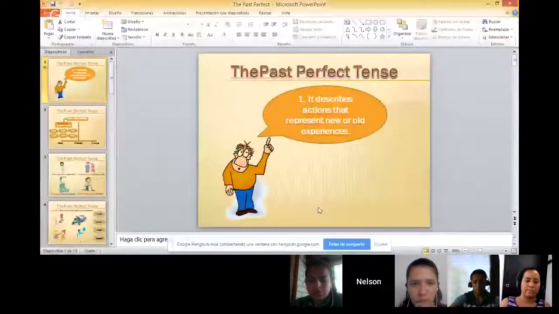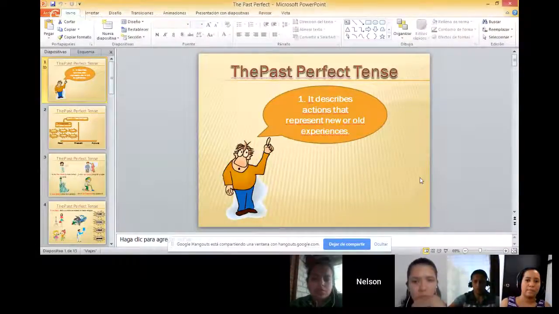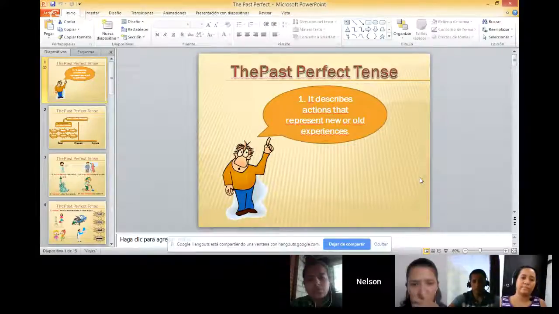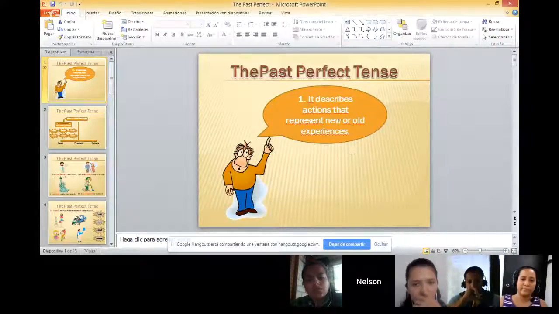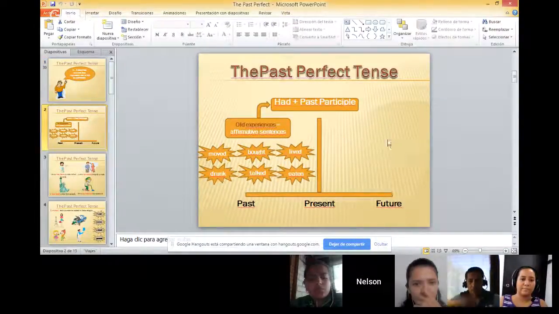As usual, take a look. Well, there we have the past perfect tense. You can also see number one. It describes actions that represent new or old experiences. Please be aware of this definition. It describes actions that represent new or old experiences. So this is basic to know, right? Let's see the structure Diego was telling us and some of you too.